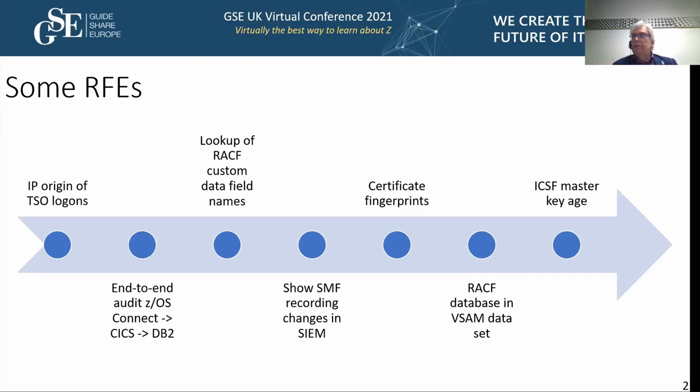Then there's the issue of certificate fingerprints. That's a new z/OS 2.5 feature that fingerprint information is available in more places. And we support that. So you can look for the use of a certain certificate by looking for the fingerprint. Another feature associated closely with z/OS 2.5 is having the WCAG database in a VSAM dataset.